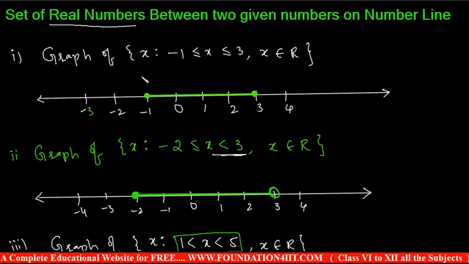These are the set of real numbers between two given numbers on a number line. Next we will see some more conditions based on the real line. This is a finite limit between the numbers: minus 1 to 3, here minus 2 to 3. If it is the infinite case on the number line with only real numbers, let us see that now.